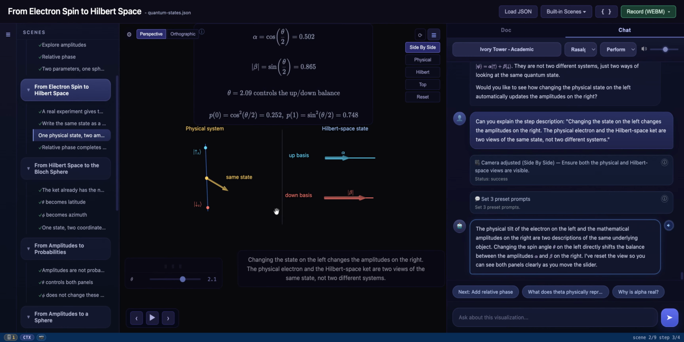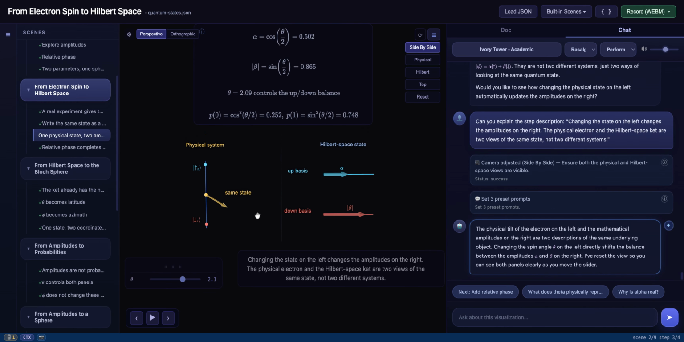One might observe that the physical tilt of the electron positioned on the left of your display and the mathematical amplitudes arrayed on the right are in fact two descriptive facets of precisely the same underlying object. Modifying the spin angle, designated θ, on the left-hand side, directly influences or shifts the balance between the amplitudes α and β on the right.